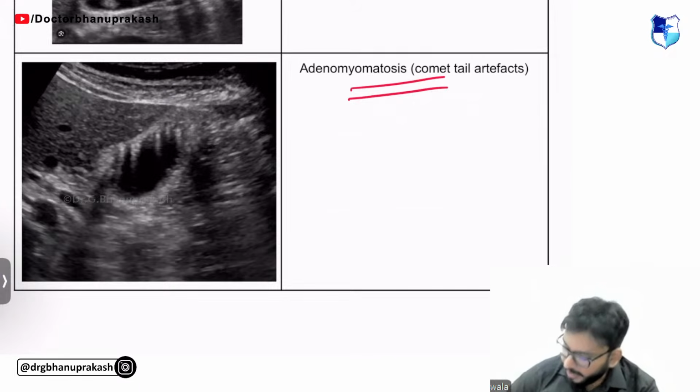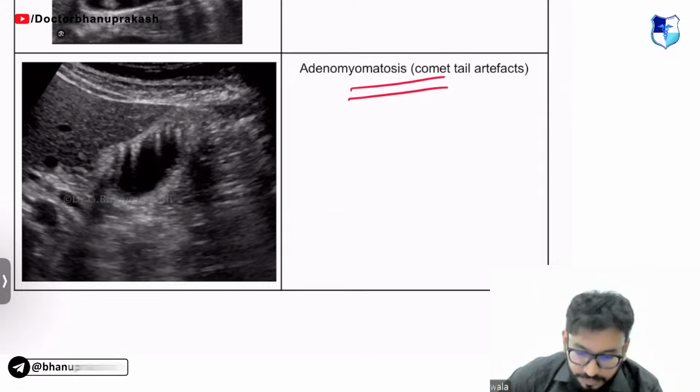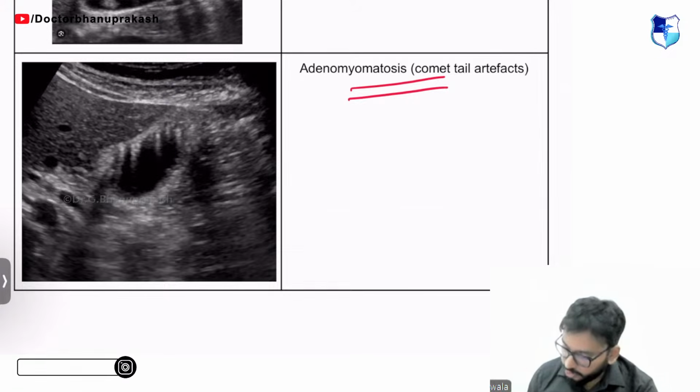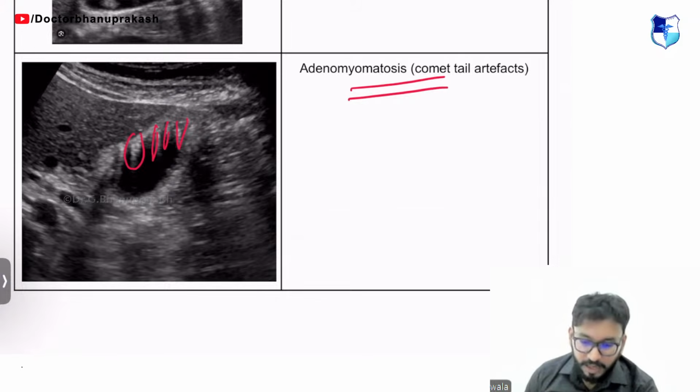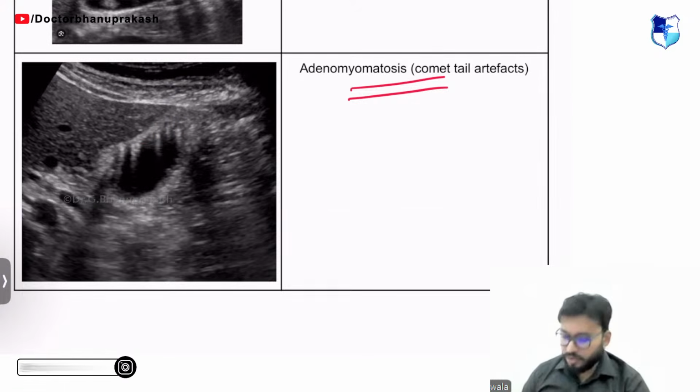Adenomyomatosis. Remember, guys, adenomyomatosis will show you something known as comet tail artifacts. Can you see this? These are nothing but comet tail artifacts seen in adenomyomatosis, and that is all you need to know.